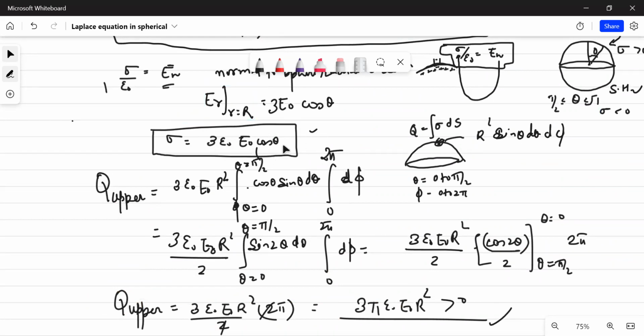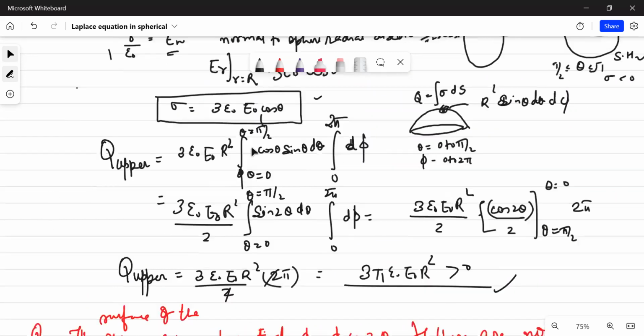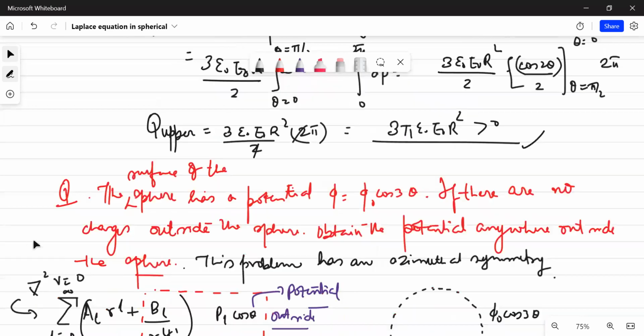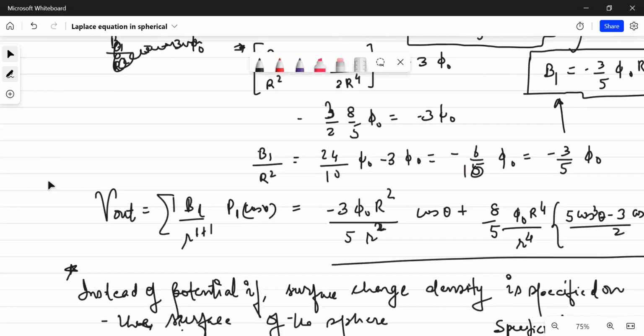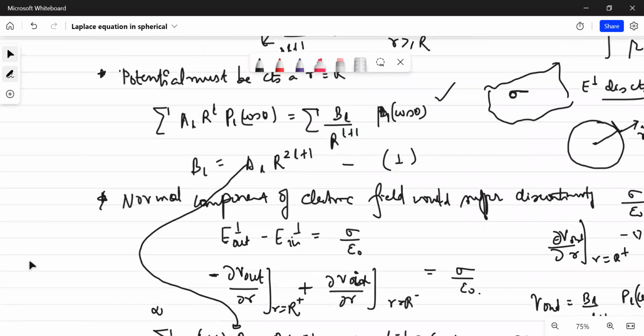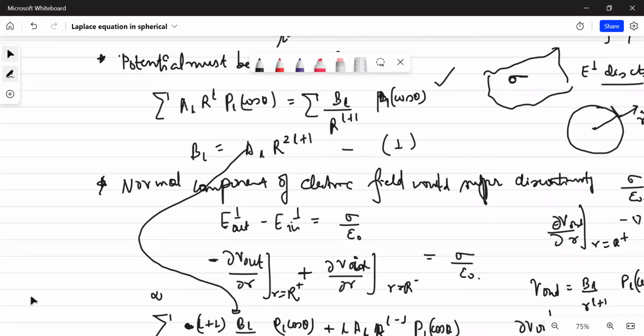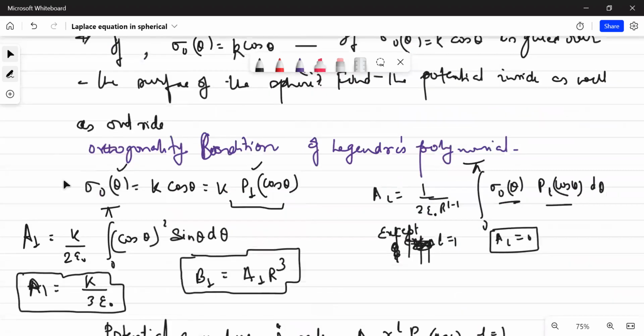I don't think there is an issue in remembering this. So you know that your induced distribution is 3 epsilon naught E naught cosine theta. And this is what is being asked in the examination: what would be the surface density at theta equals 30 degrees. All you need to do is use this formula and you are done.